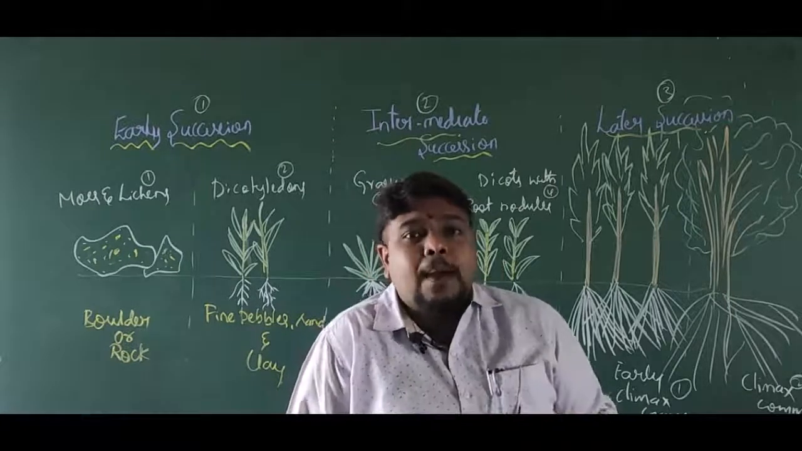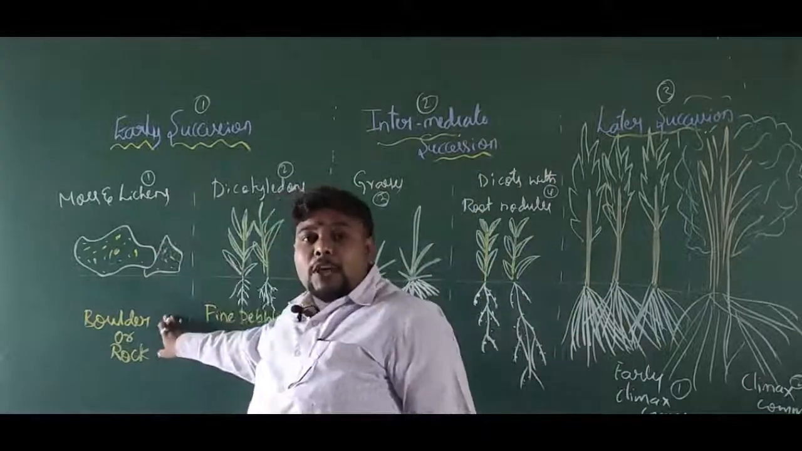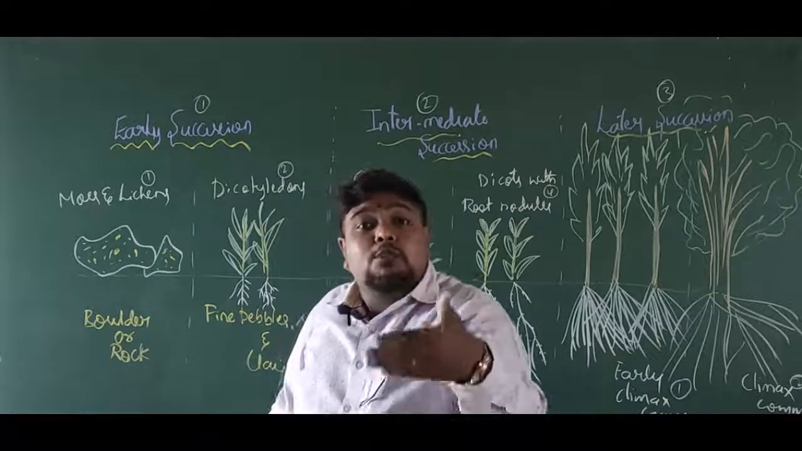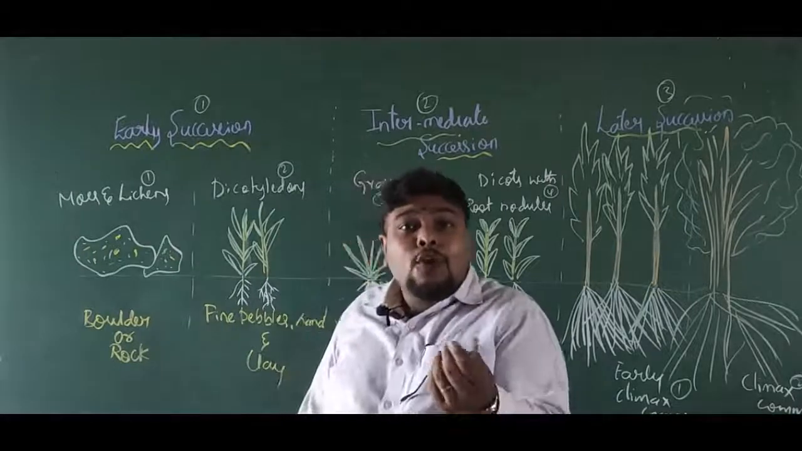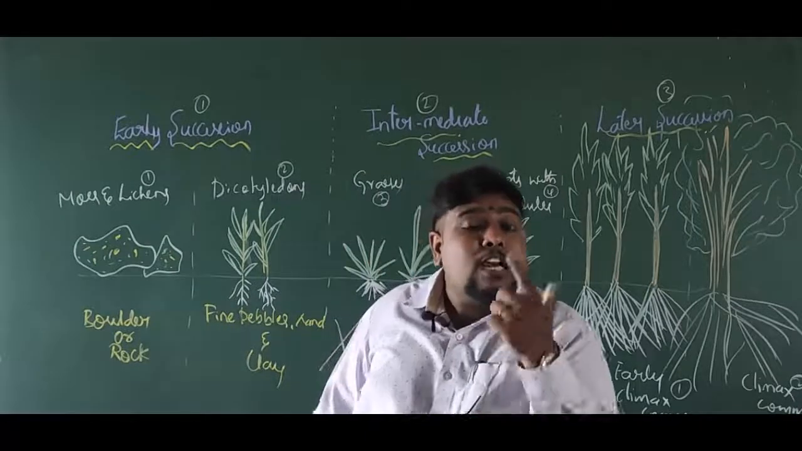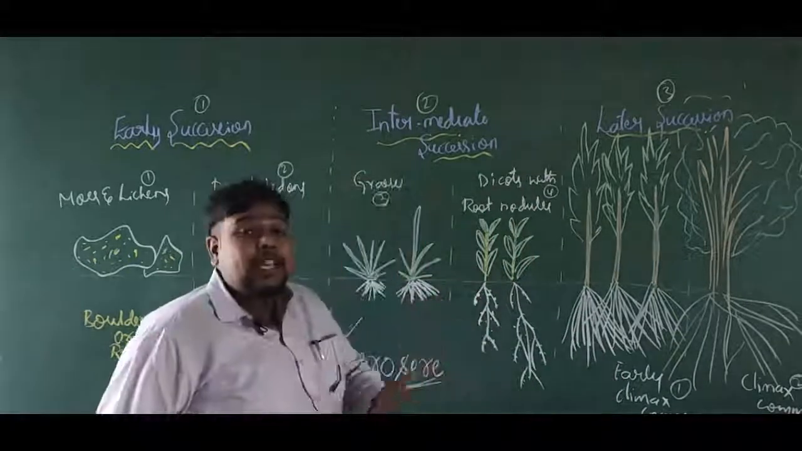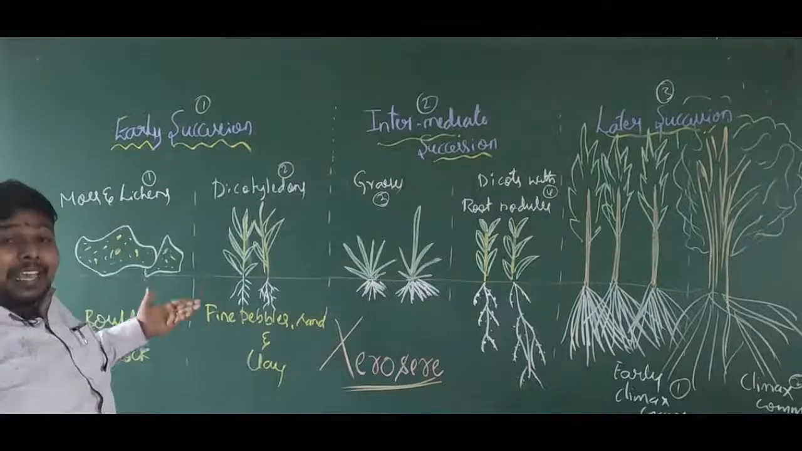See the difference in what's happening here. Because of the invasion of lichens, it will produce an acid called lichenic acid. Once this lichenic acid is produced, it will degrade this particular boulder into fine soil. We know that for the proper growth of a plant, we require soil. So that soil is formed here. That is our first stage, called the moss or lichen stage.